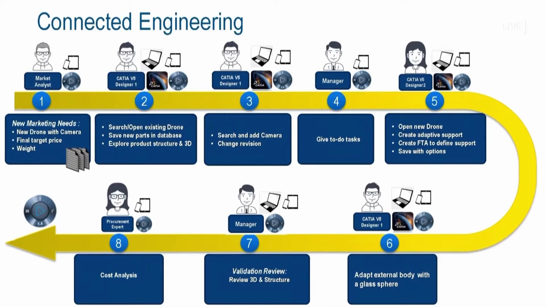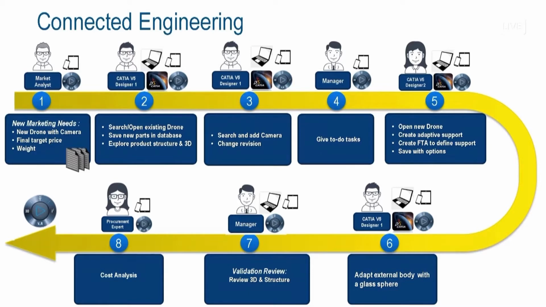We'll show an 8-step process involving multiple roles. These people have different needs and skills. Step 1, the market analyst wants to explain some requirements and share some ideas. Step 2, the CATIA v5 designer starts to work on the 3D data, respecting what the market analyst has explained. He begins with an existing design and shares this data with everyone. In step 3, the designer adds the camera and creates a new revision of the product. In step 4, a manager reviews the revision and creates the detailed design request.